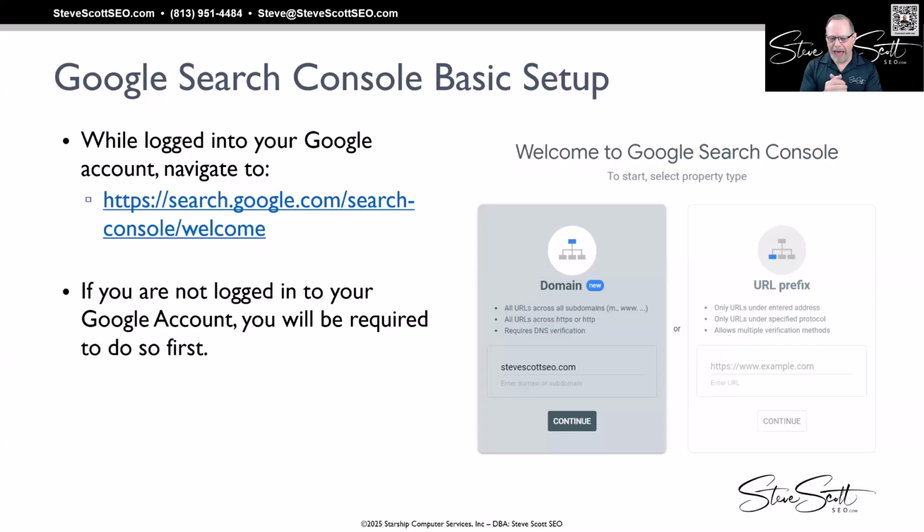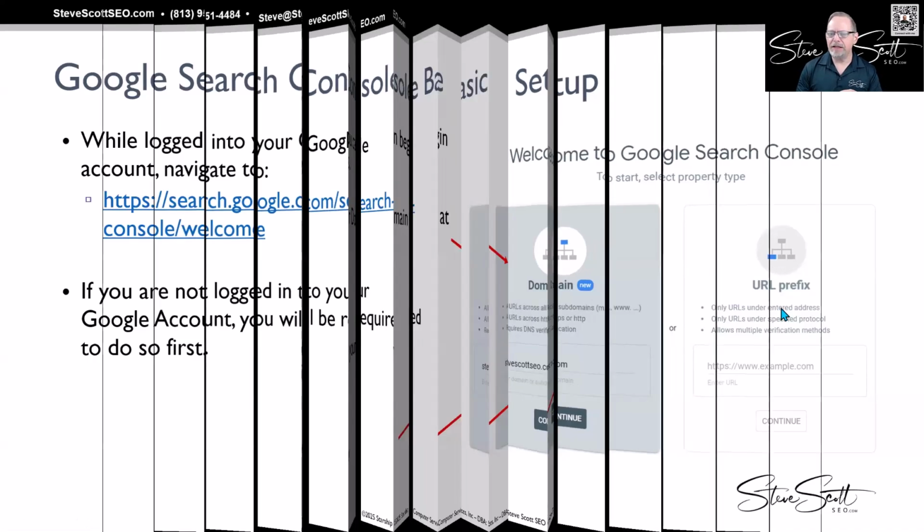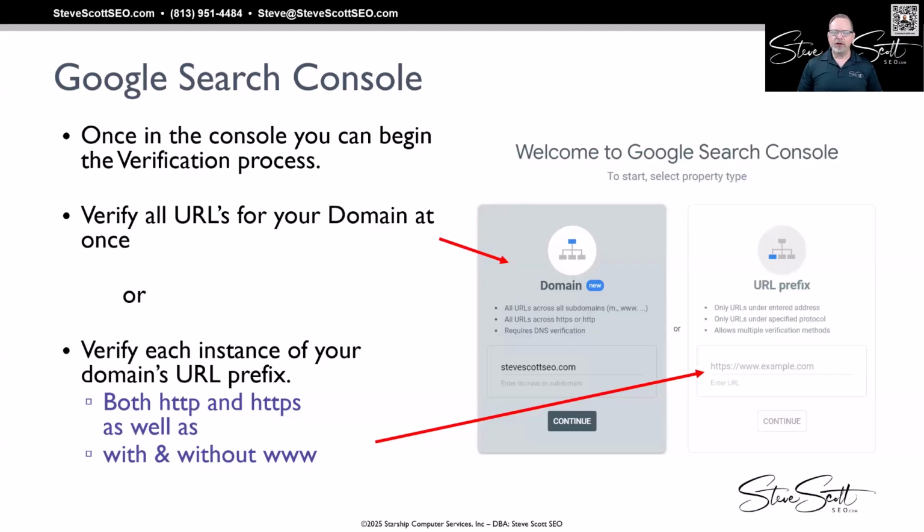And if you're not logged in, you'll be asked, as we just saw, and then you'll be presented with these two options, domain or what's called the URL prefix. Let's talk a bit about that. First of all, once you get in here, you can begin what's called the verification process. This verification process is the way in which you can tell Google that you have the rights to look at this information.